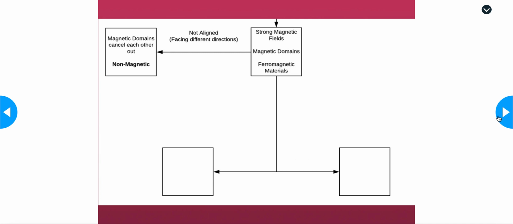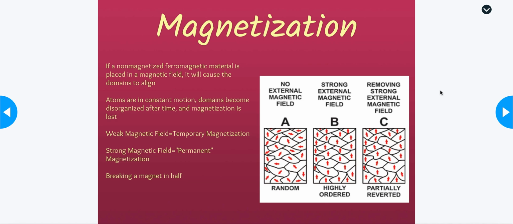But what if that's not the case? We now enter the world of magnetization. So if a non-magnetized ferromagnetic material is placed in a magnetic field, it will cause the domains to align. That is because the magnetic field that's being placed in is stronger than all of the individual fields of the ferromagnetic material in the magnetic domains. And so they are all going to then rotate and align so that they align with that external magnet. And now all of a sudden, all of your magnetic domains are in the same direction.